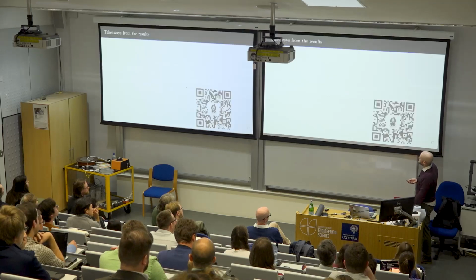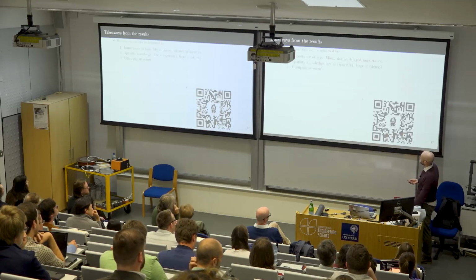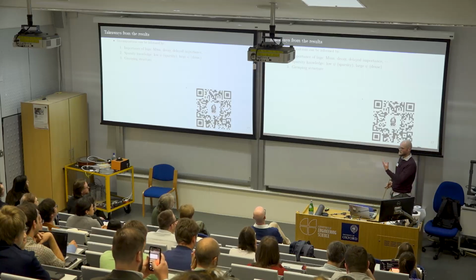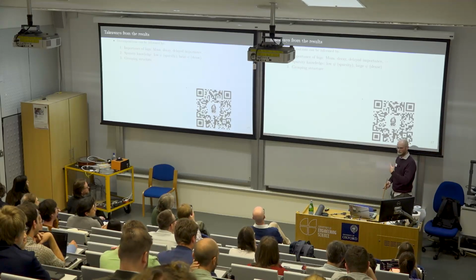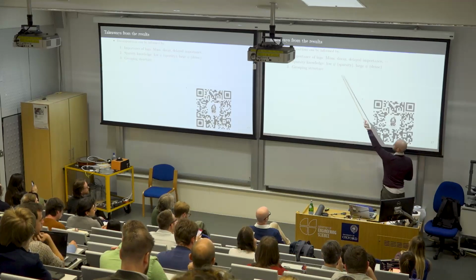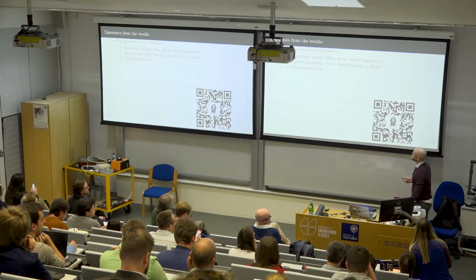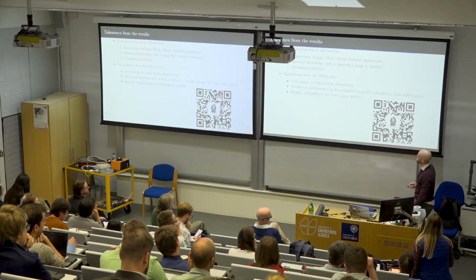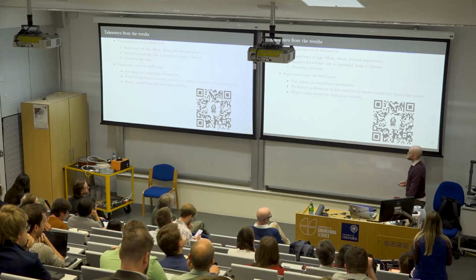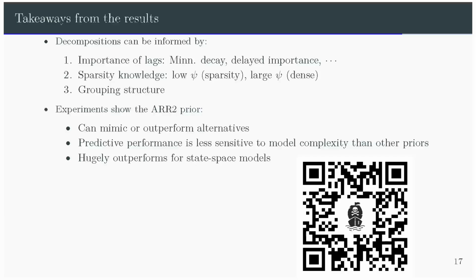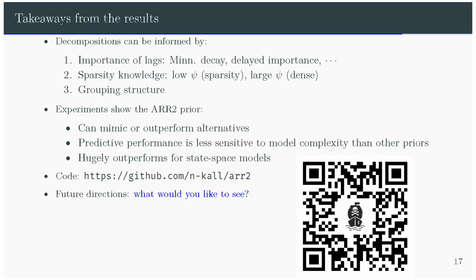But okay, so what I want to end with is, first of all, that you can inform this prior by your knowledge of the importance of lags and the time series structure. It's important that you know how to set this decomposition. And this can be informed by sparsity knowledge, by time series knowledge, even grouping structure. If you're not sure how to set them, you can always try to calibrate it vis-a-vis other priors, as we've seen that you can essentially mimic the Minnesota.